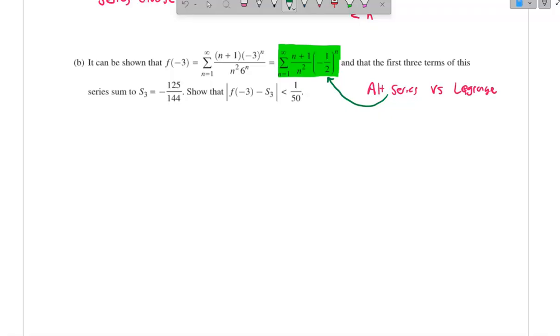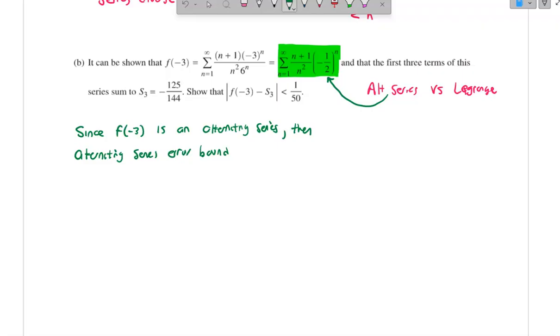And that negative 1/2 inside of the n is an alternating term. So that's what I want to do. Now we do want to acknowledge this somewhere in our work in order to make sure the reader knows that's the test we're actually using. So I'm going to say something along the lines of, since f of negative 3 is an alternating series, which is what it has here, then we can use the alternating series error bound.